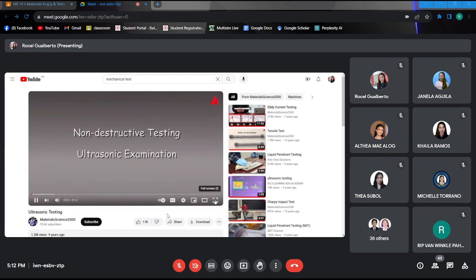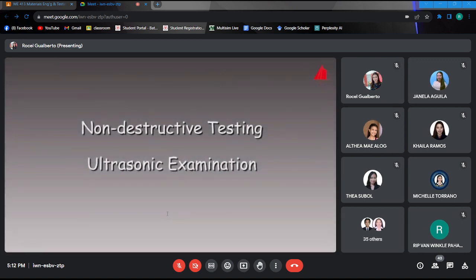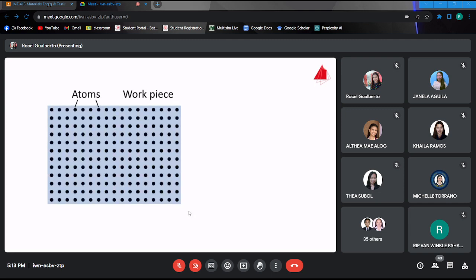Non-destructive testing. Ultrasonic examination. The basic principle of ultrasonic testing of materials is the propagation and reflection of sound waves. As an example, a cylindrical workpiece is shown in the animation. The longitudinal section through the cylinder shows the position of the atoms extremely magnified and simplified as a single crystal.